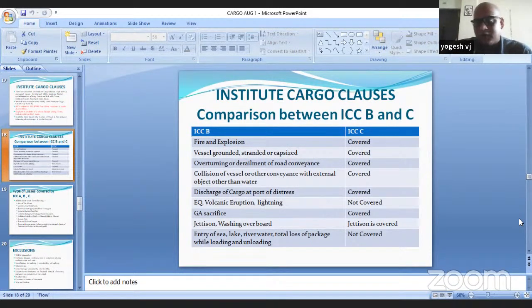Discharge of cargo at port of distress. What is this? Let us assume that the vessel is traveling from, अभी हमेशा vessel क्यों लेंगे, अभी airplane लेते. If the aircraft is traveling from USA to, let us say, Gujarat, and due to some inclement weather, it has to land somewhere in Germany. Somewhere it has to land. This Germany airport is called as port of distress. Let us assume that not due to inclement weather, due to some technical fault in the aircraft, if the aircraft is landed at Germany port, this is called as port of distress.